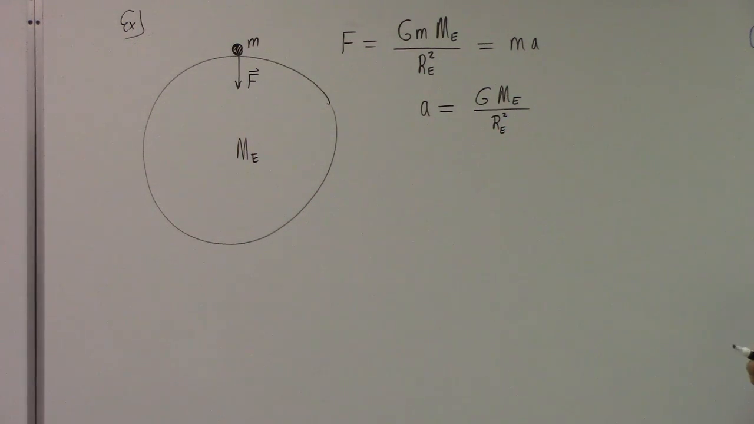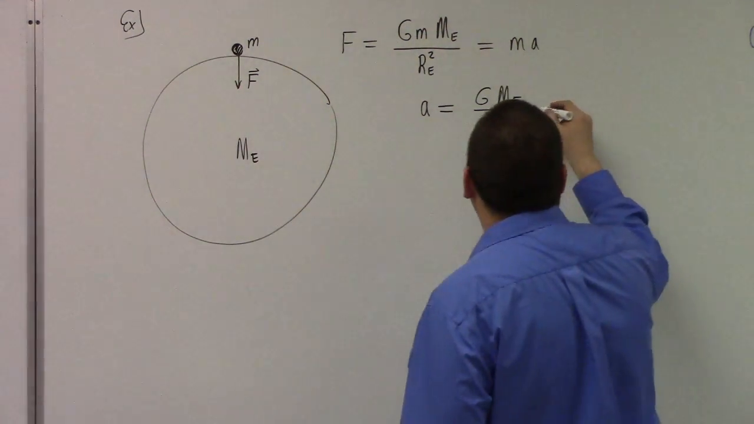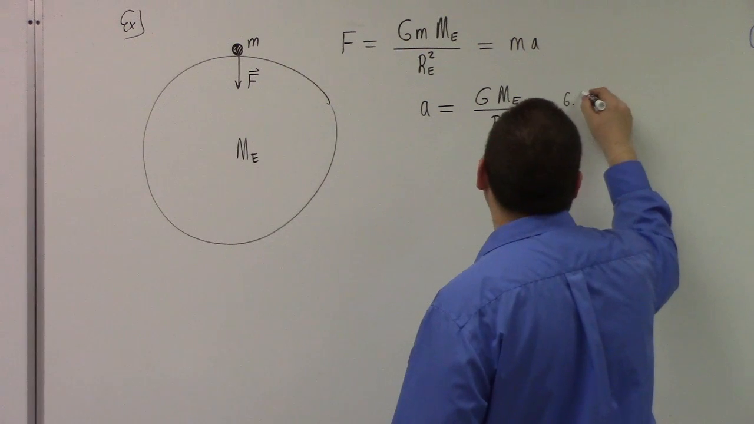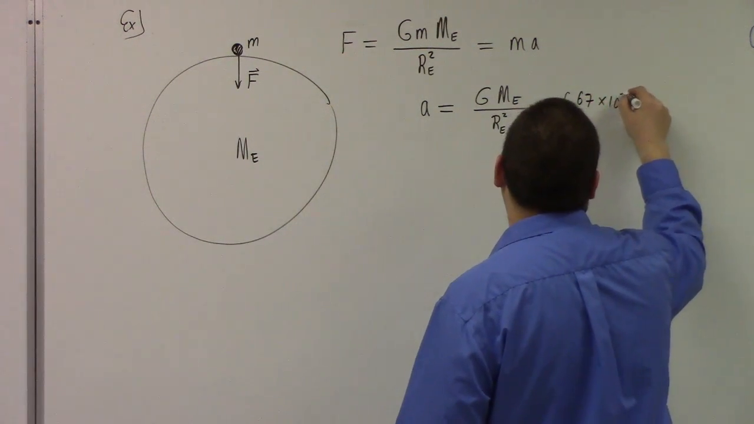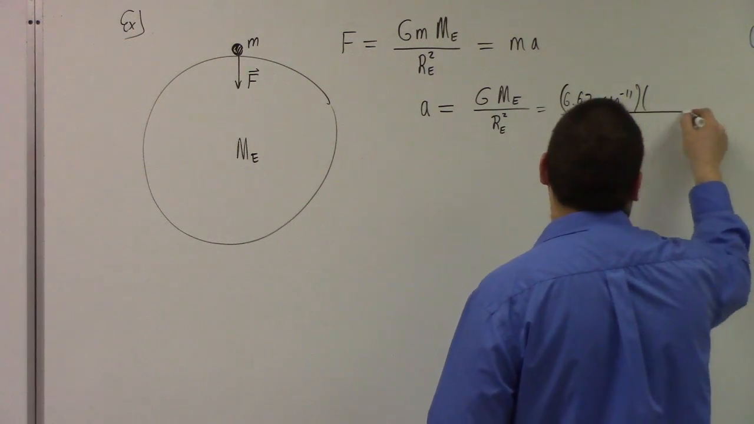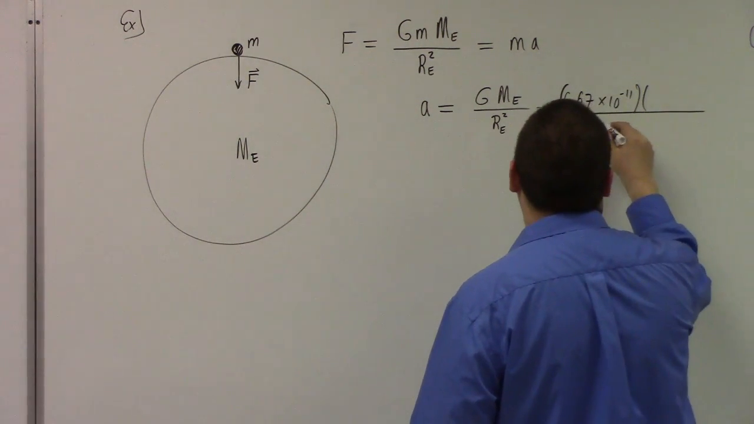So then you got to put some numbers in, right? So this is like 6.67 times 10 to the minus 11, something like that. Mass of the Earth. Anybody happen to know mass of the Earth off the top of their head? Radius of the Earth is about 6 point.